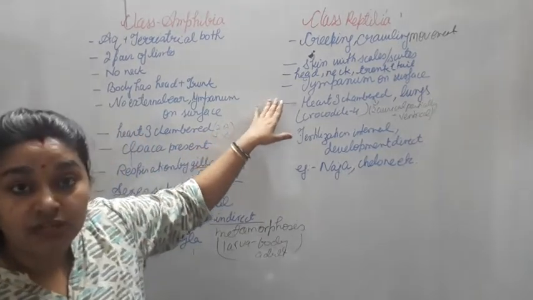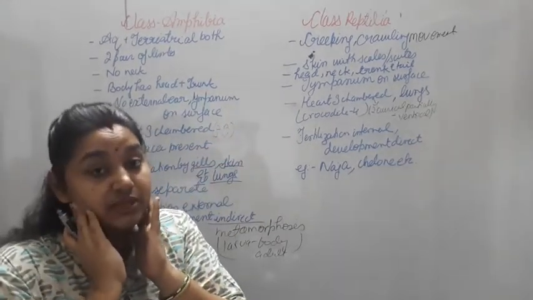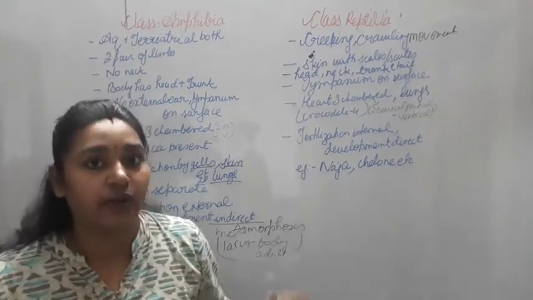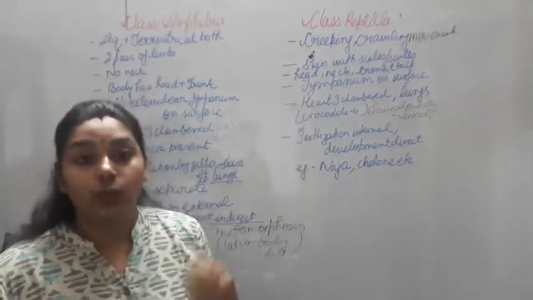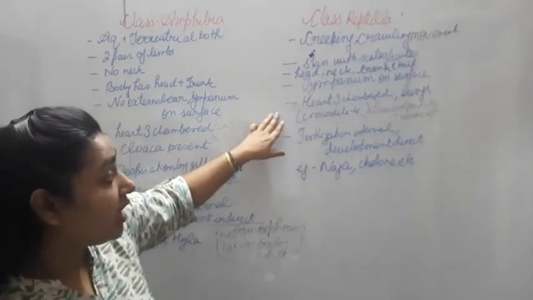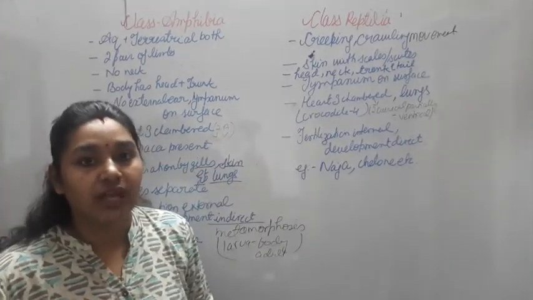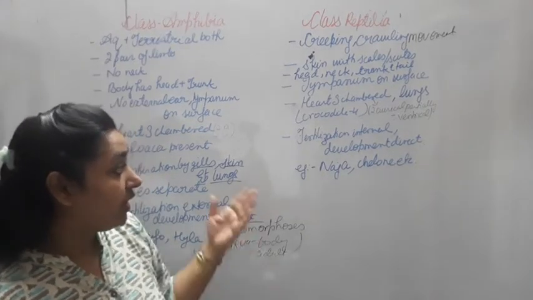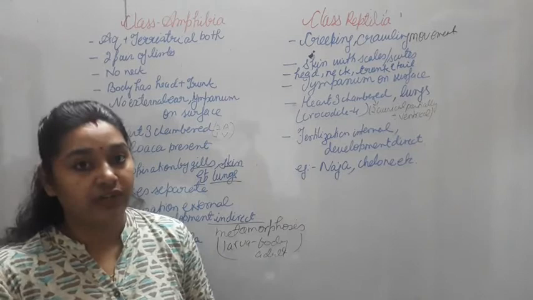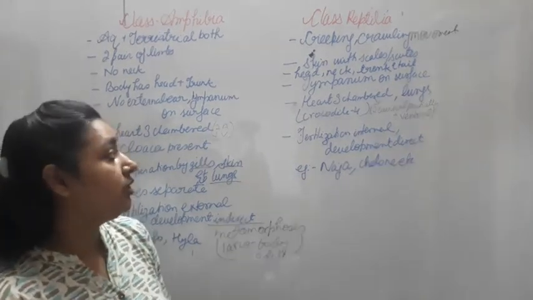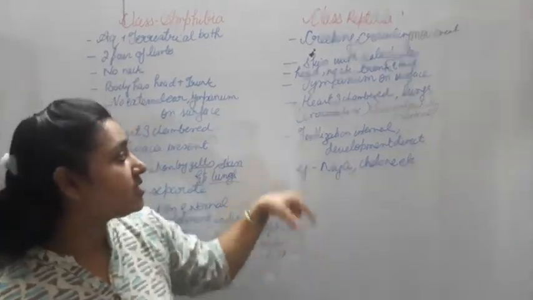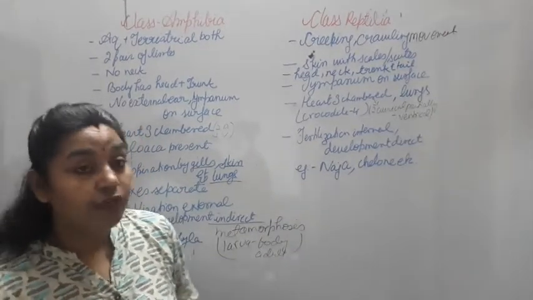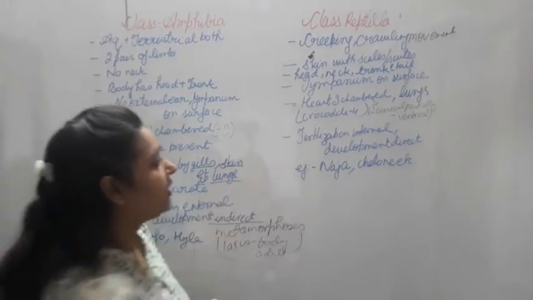They have the tympanum on the surface, just a hole-like structure on their body surface, because they don't have any external ear, as the tympanum is the part of the ear which helps in hearing. Their heart is three-chambered, actually partially so. They have two auricles and a partial ventricle. That is why it is called three-chambered or 3.5. Only the crocodile is the exceptional case in this class Reptilia, which has a four-chambered heart.